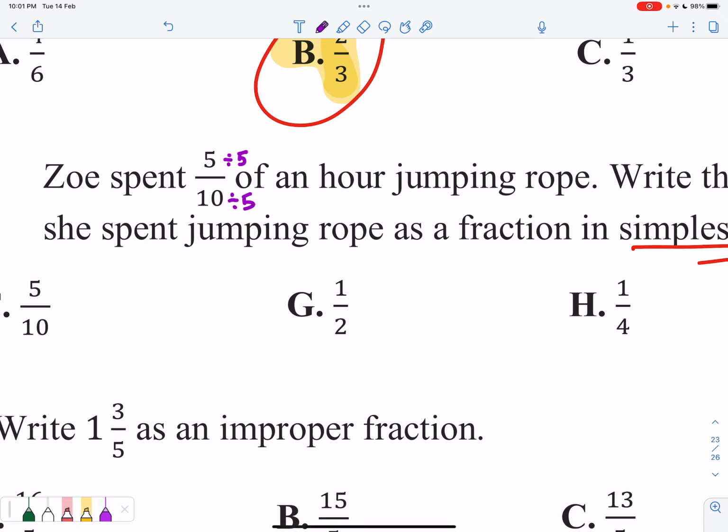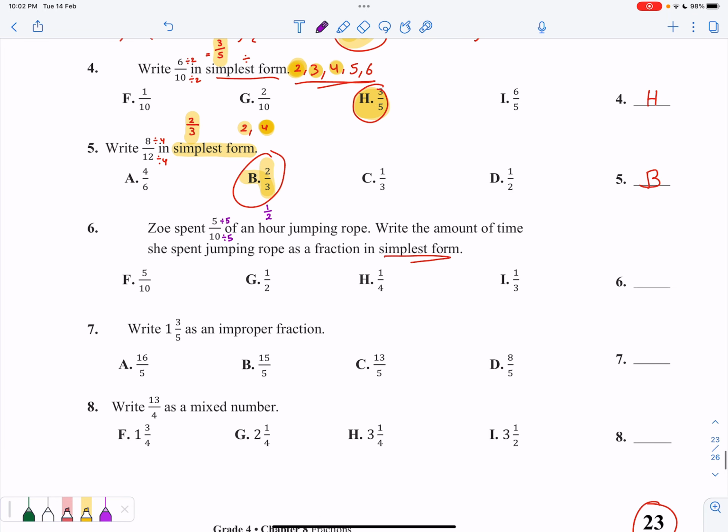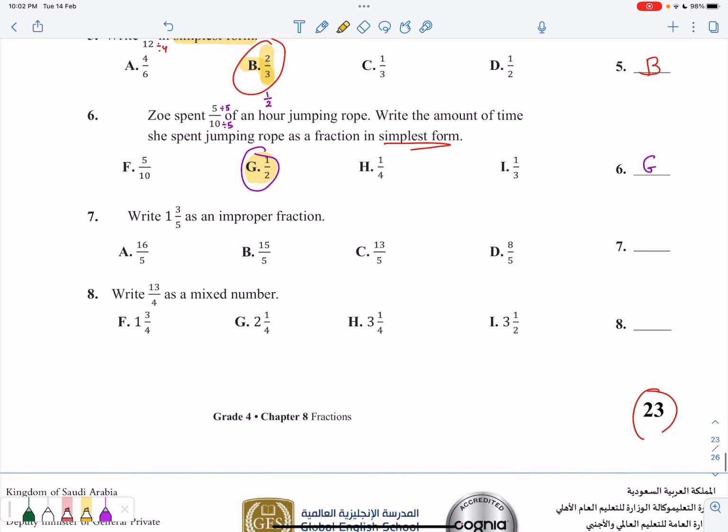So now you have 5 divided by 5. Of course, any number divided by itself is equal to 1, over 10 divided by 5, that is equal to 2. So 1 over 2 is the correct answer, which is answer G. Okay, question 7. Write 1 and 3 over 5 as an improper fraction.